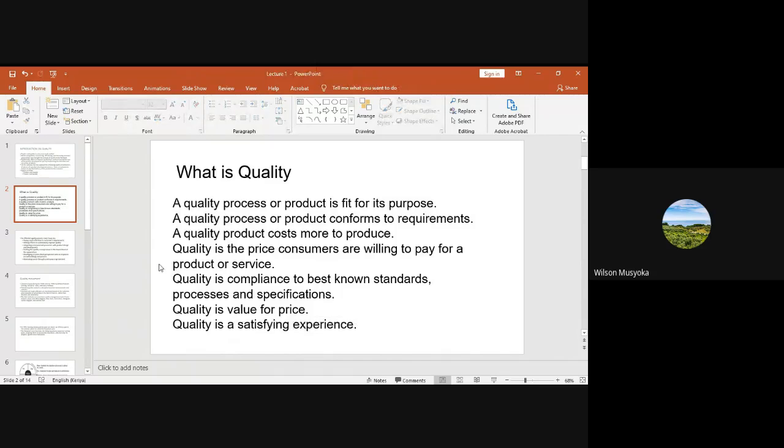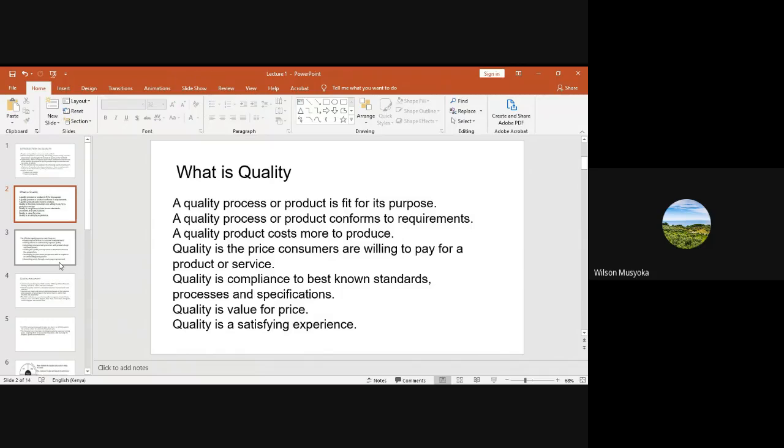So quality can be perceived in all these perspectives or in all these points of view, because quality is perceived differently depending on what the customer or the user wants.